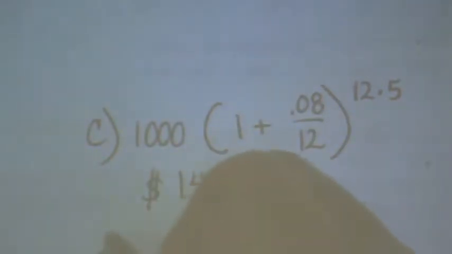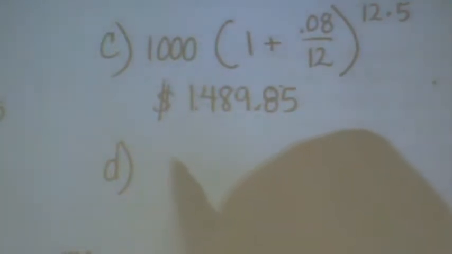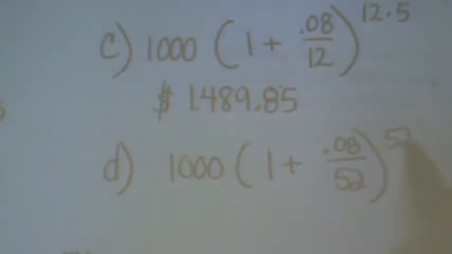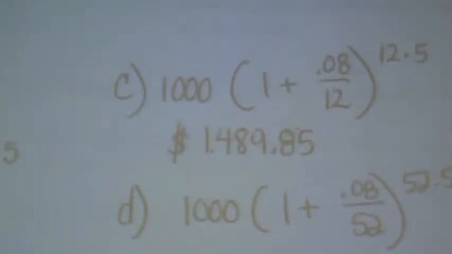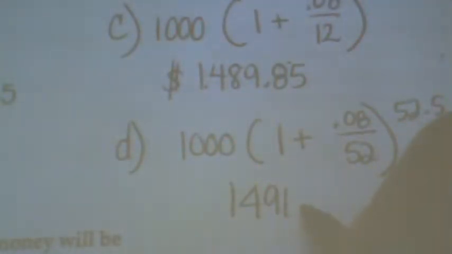And the last one is weekly. How many weeks are there in a year? 52. So there you go. So you got 1,000 times 1 plus 0.08 over 52, and then 52 times 5. 1491. So what could you conclude by this little problem?